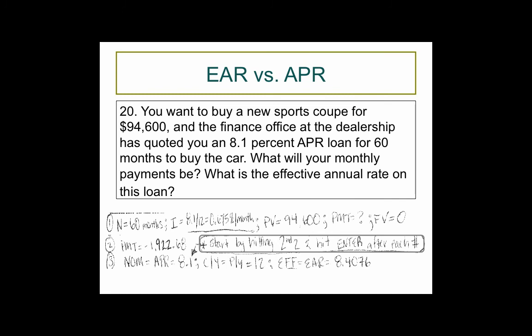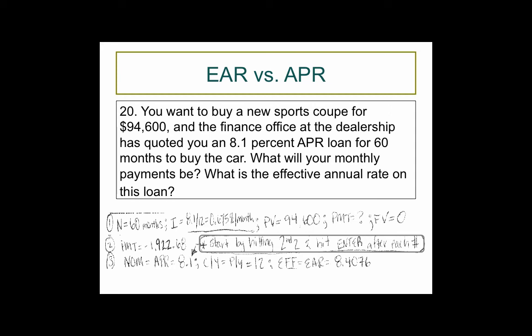For example, let's take a look at number 20 on your test guide. You want to buy a new sports coupe for $94,600, and the finance office at the dealership has quoted you an 8.1% APR loan. They always tell you an APR, not EAR, for 60 months to buy the car. What will your monthly payments be? So we're going to calculate all this in months. And what is the effective annual rate on this loan? So this is like a two-step problem, or two different problems in one. First, let's find out the monthly payment.